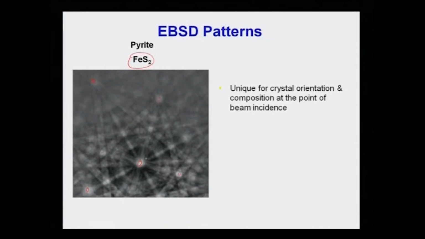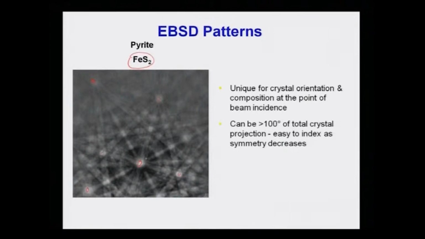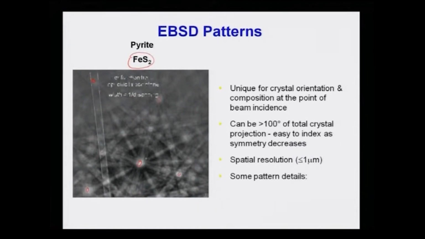Now, the pattern is unique for the crystal orientation obviously and the composition. For pyrite, it can be more than 100 degrees for total crystal projection. That is, you can obtain a large angle of diffraction, and physical resolution nowadays of less than 1 micron is possible, and some pattern details can also be obtained.